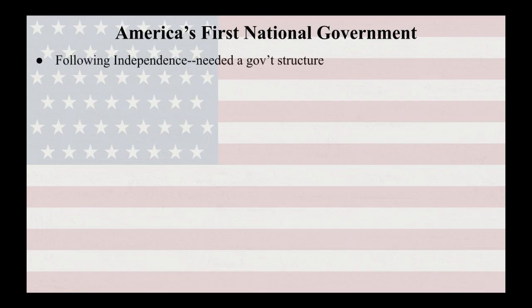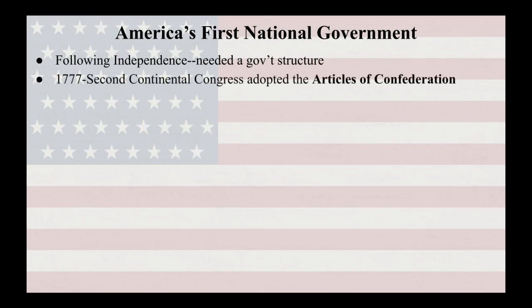Following independence, we obviously needed a government structure. We no longer could rely on the government structure offered underneath the British Crown. And so, in 1777, we're going to have the Second Continental Congress adopt what is known as the Articles of Confederation. And the Articles of Confederation will be in power from 1777 to 1789.